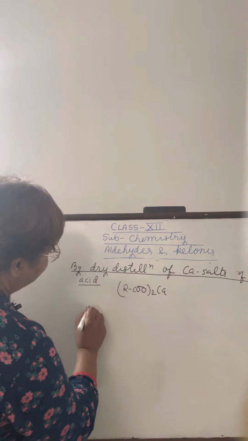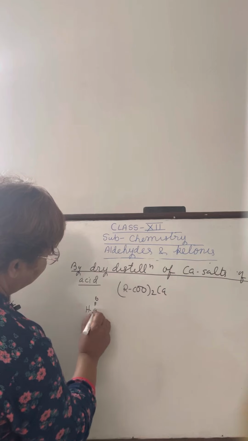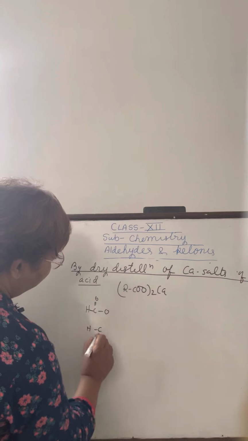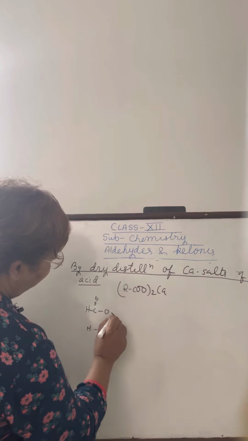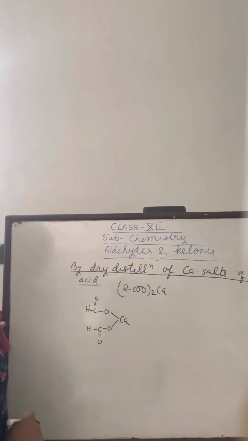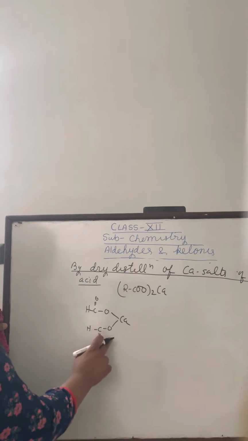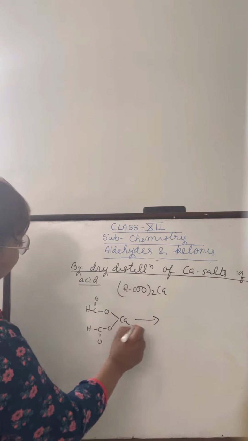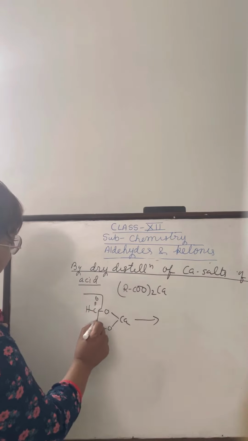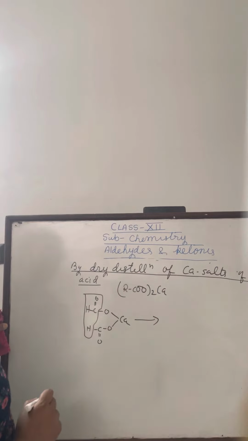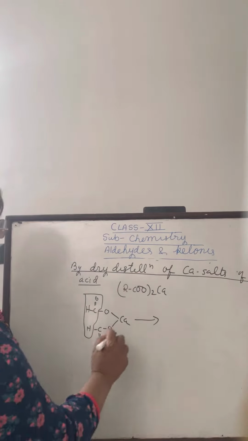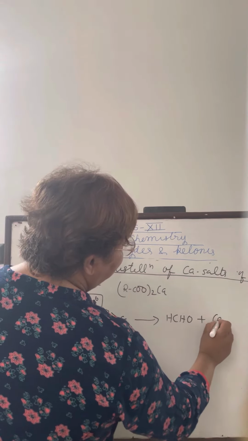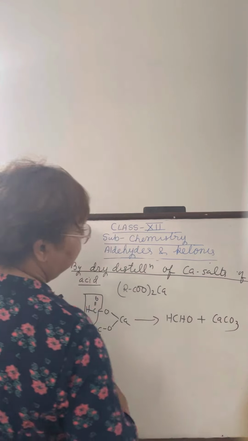Calcium formate, how will we write it? HCOO twice Ca. This is calcium formate. When it is heated, then what do we see? This part comes out in the form of HCHO, plus calcium carbonate is the side product.